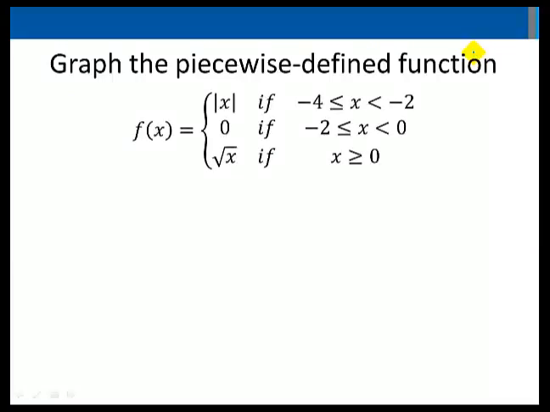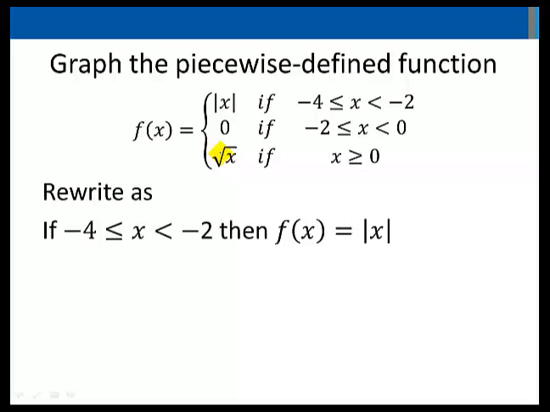We want to graph the piecewise defined function f of x equals absolute value of x if negative 4 is less than or equal to x is less than negative 2, f of x equals 0 if negative 2 is less than or equal to x is less than 0, and f of x equals square root of x if x is greater than or equal to 0. Here our subfunctions are f of x equals absolute value of x, f of x equals 0, and f of x equals square root of x.